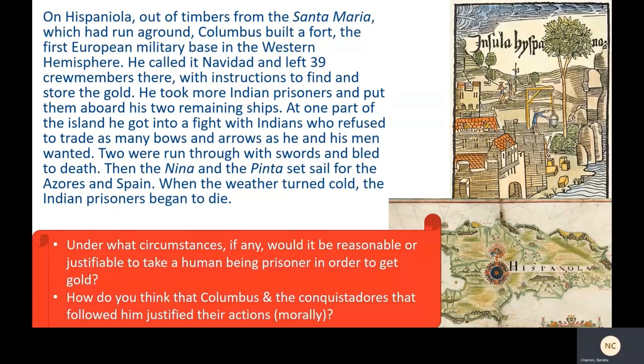At one part of the island, he got into a fight with the Indians who refused to trade as many bows and arrows as he and his men wanted. Two were run through with swords and bled to death. Then the Nina and the Pinta set sail for the Azores in Spain. When the weather turned cold, the Indian prisoners began to die.